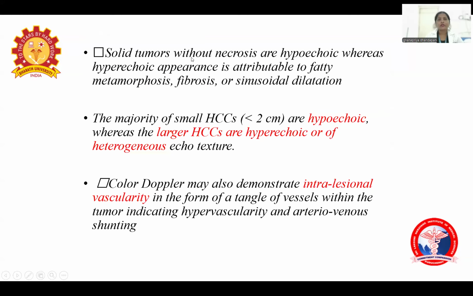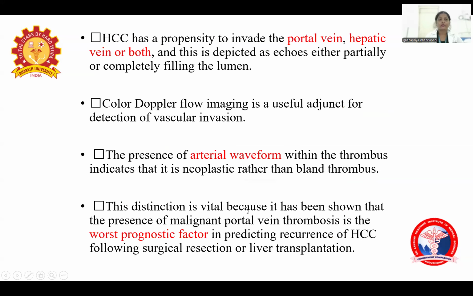So the solid tumors without necrosis are usually hypoechoic areas, whereas hyperechoic appearance is usually attributable to fatty metamorphosis, fibrosis, or sinusoidal dilatation. The majority of HCCs which are usually less than 2 centimeters are hypoechoic, whereas larger HCCs are hyperechoic or of heterogeneous echotexture. Color Doppler also demonstrates intratumoral vascularity, as it is a vascular lesion, in the form of a tangle of vessels within the tumor, or even arteriovenous shunting may be seen.